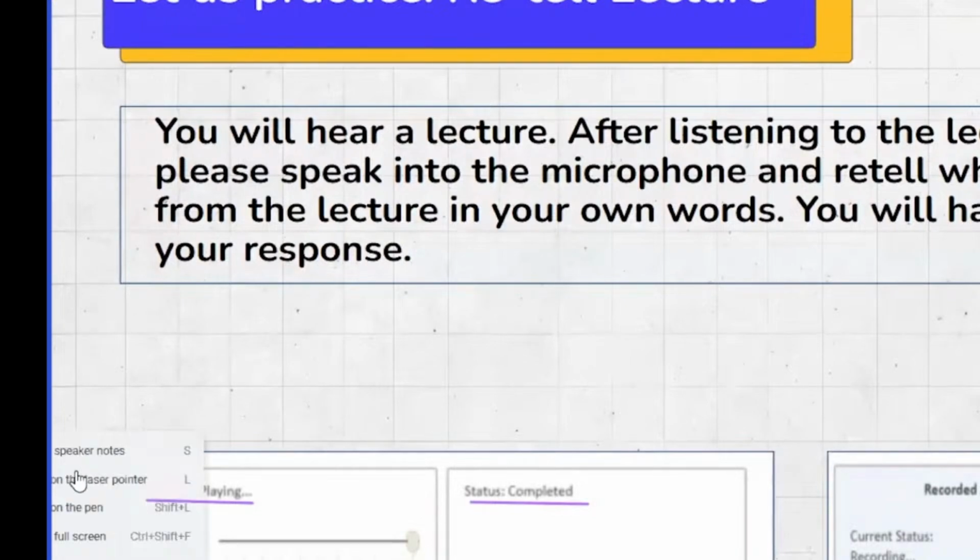Okay, students, were you able to understand what this lecture was talking about? And were you able to take down the notes? We did hear words like importance of biodiversity.